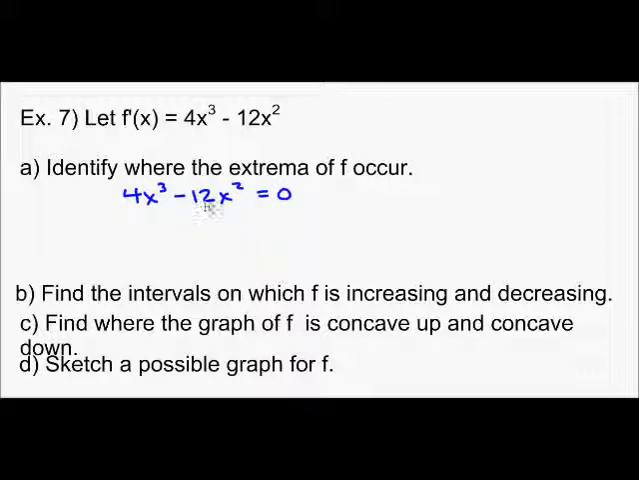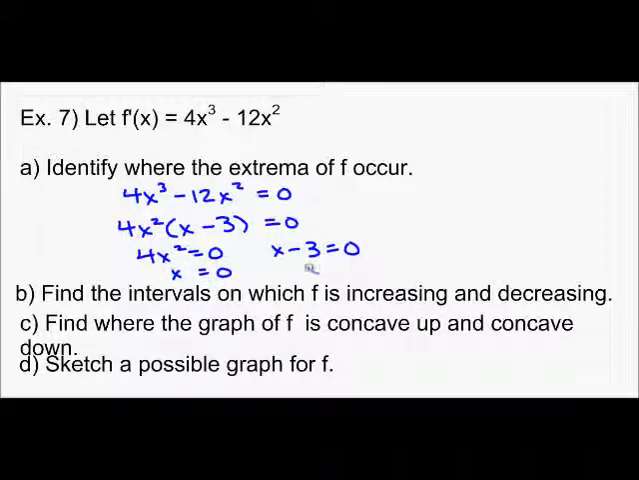Okay. I'm going to solve by factoring. So these both have 4x squared in common, leaving an x minus 3. So either 4x squared equals 0 or x minus 3 equals 0. Get x equals 0 or x equals 3. So these are where my extrema are going to occur. I don't have any points where this isn't going to exist, or I have endpoints, so those are the only places where I have extrema.